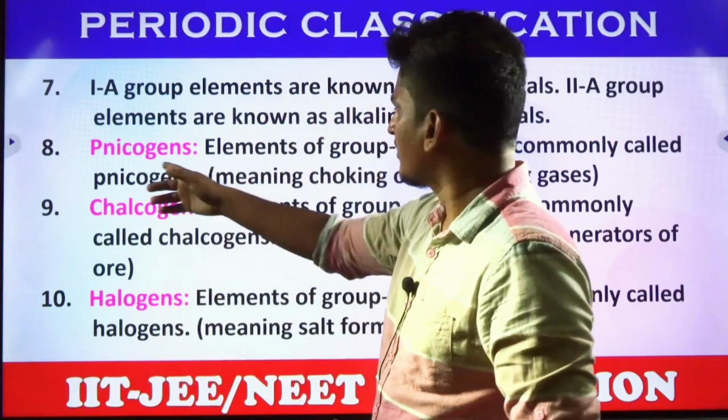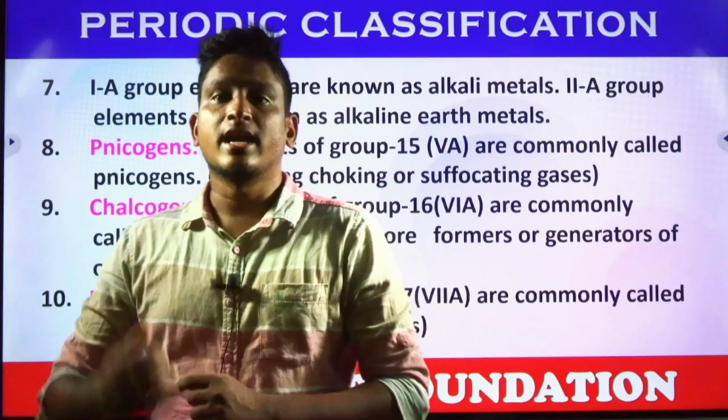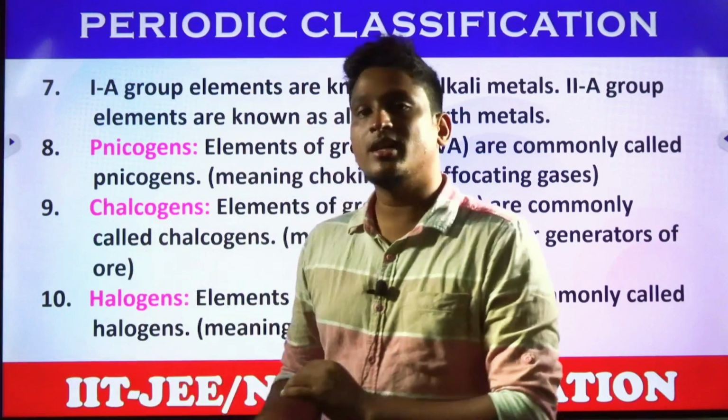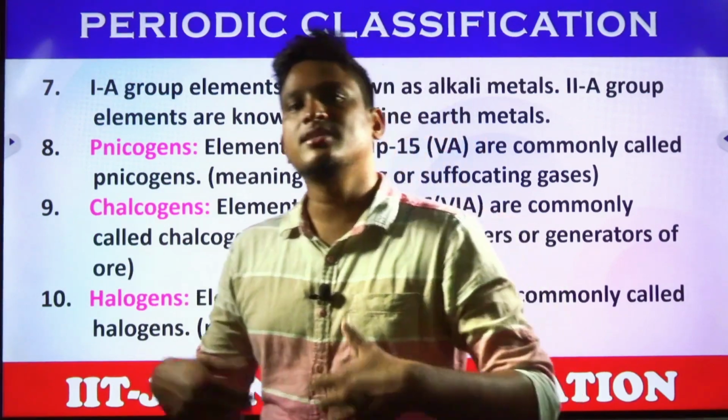Next, directly the 13th group. 13th group elements are called the boron family. They start with boron. 14th group elements are called the carbon family. Why? Because they start with carbon.